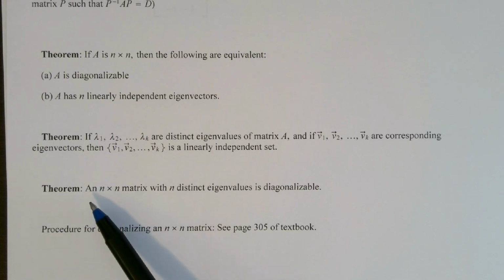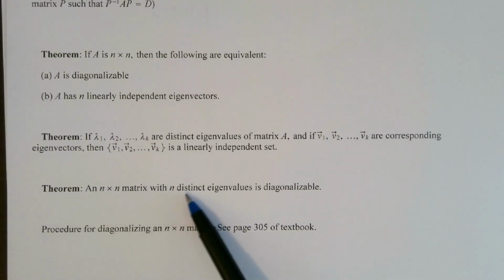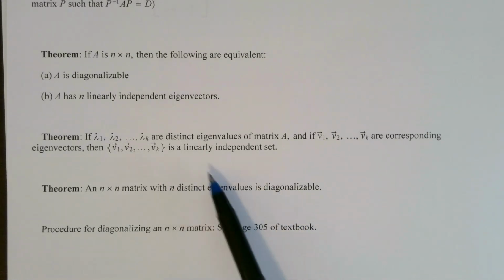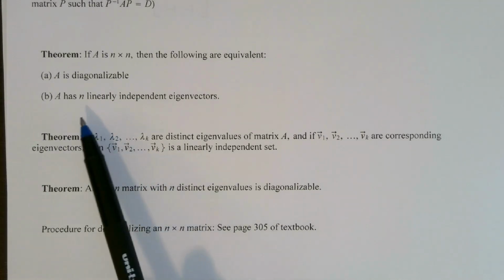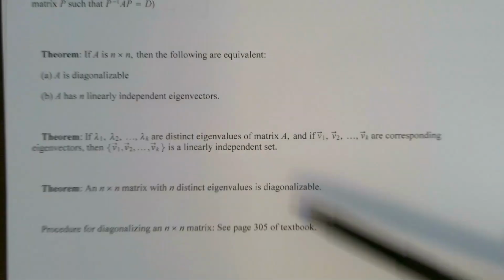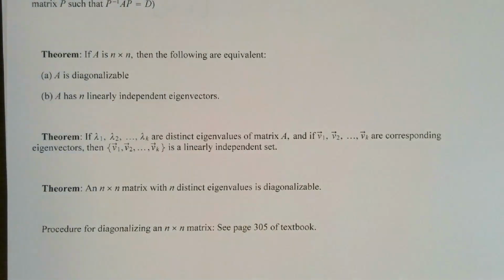And so this theorem says an n by n matrix with n distinct eigenvalues is diagonalizable. Right? Because if there's n distinct eigenvalues, then this theorem says that they're linearly independent. And then this theorem says that therefore we're diagonalizable. All right, so in the proofs of these theorems, there develops a method for diagonalizing, and it's on page 305 in the book, and I want to take a look at that.